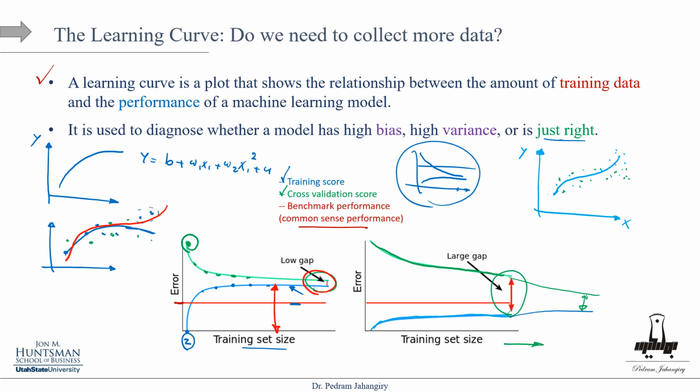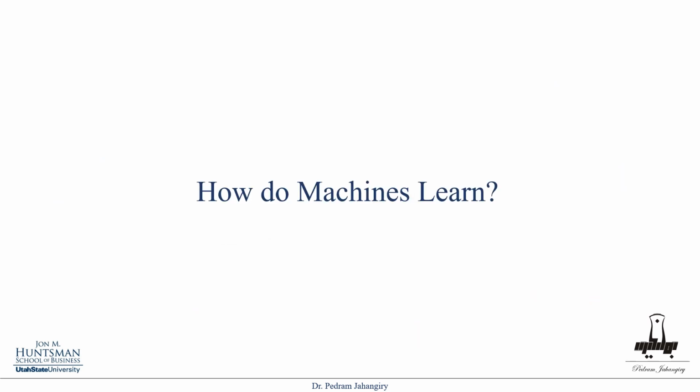Okay, so that was the learning curve. We are finally ready to answer this interesting question of how do machines actually learn. So at a very high level, imagine this is our machine learning box. We have some inputs, we have the labels, the model learns the patterns and makes some predictions.